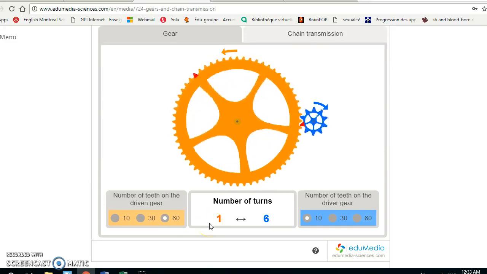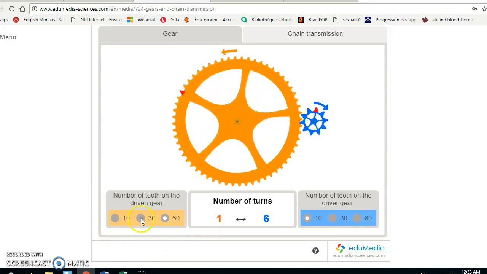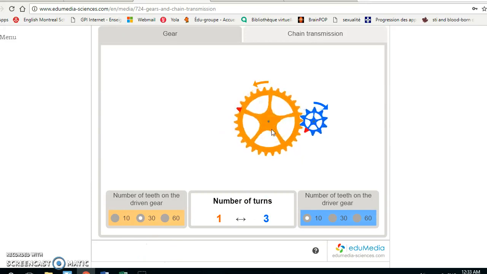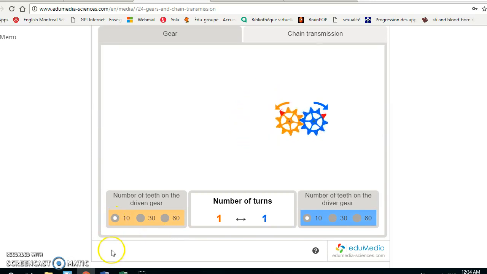Okay, let's try with 30. Still pretty slow, slightly faster than the one before. So again, 10 divided by 30 will give you 0.3, which is below 1, which makes it a slower speed, a decrease of speed. And back to equal size. Equal size means equal speed.